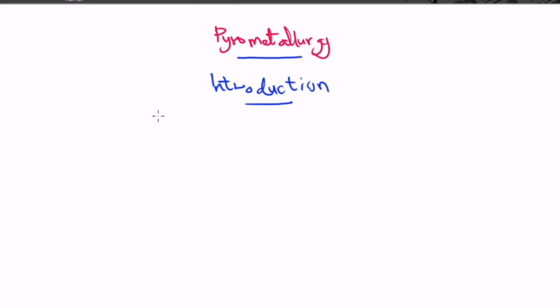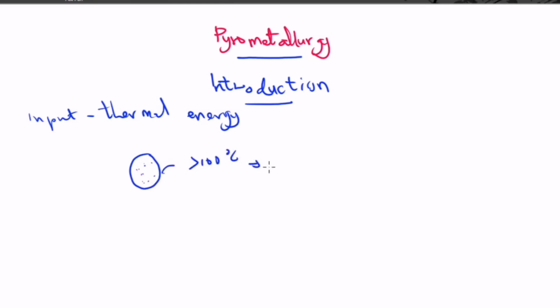So let's break it down. In pyrometallurgy, thermal energy is one of the most important inputs. So we are using thermal energy to recover the metal of interest from its ore. We have an ore which consists of different metals, and in this case, we are using a temperature which is greater than 100 degrees Celsius to recover the metal of interest from its ore.